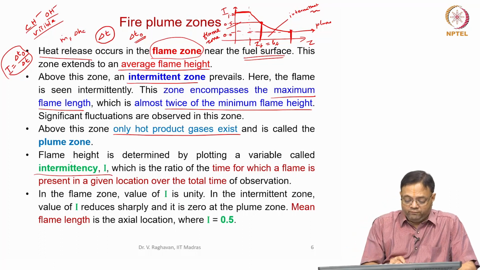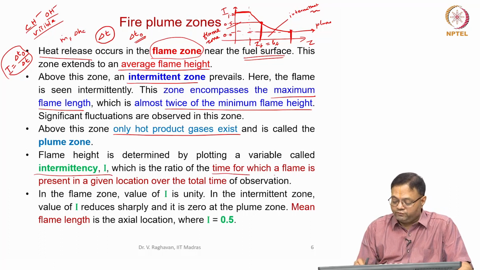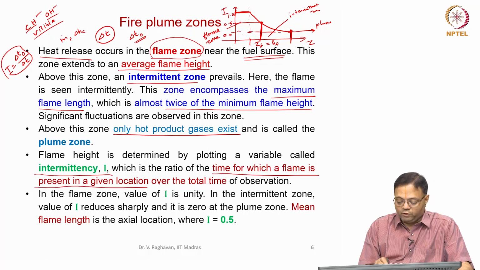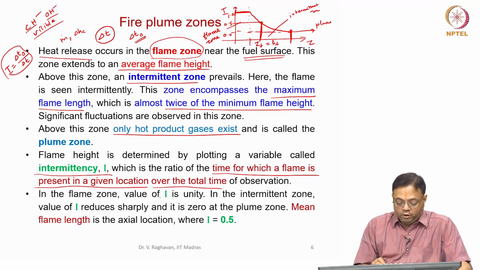So, flame height is determined by plotting a variable called intermittency, which is the ratio of the time for which flame is present in a given location over the total time of observation or monitoring. Now, in the flame zone, I will be equal to 1.